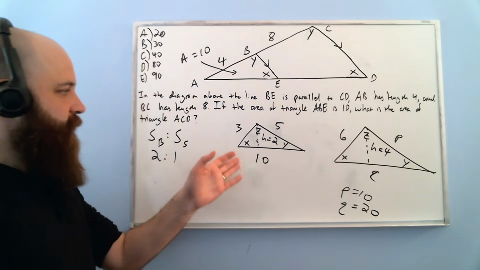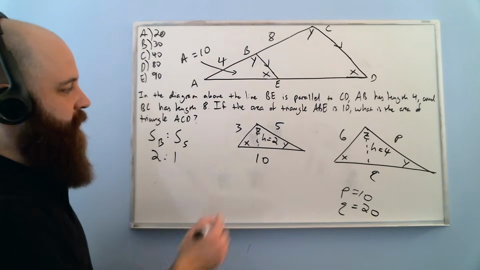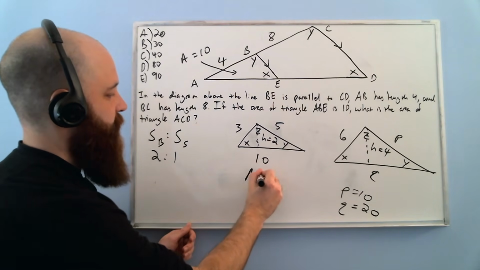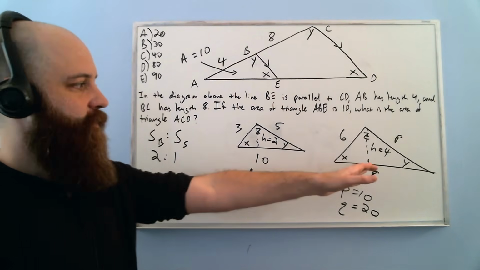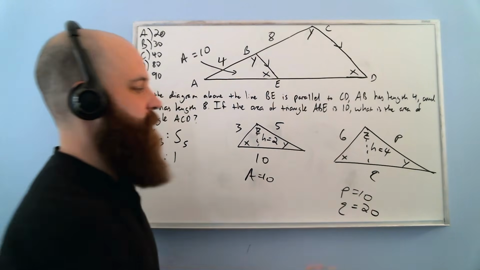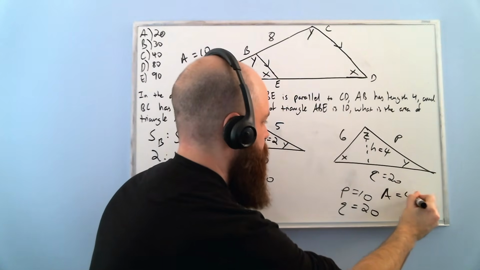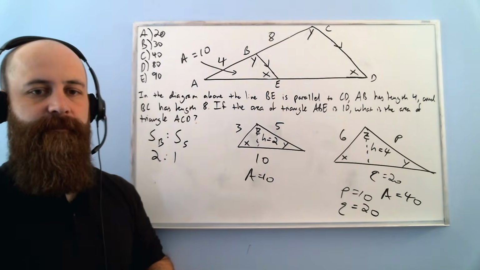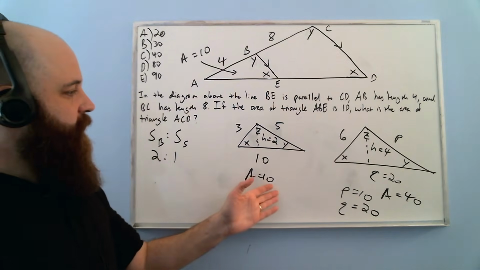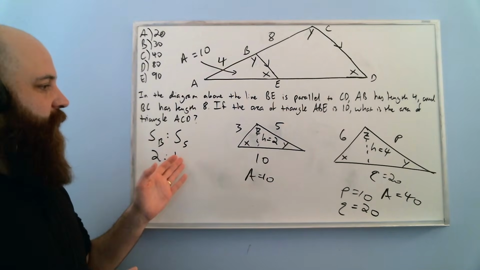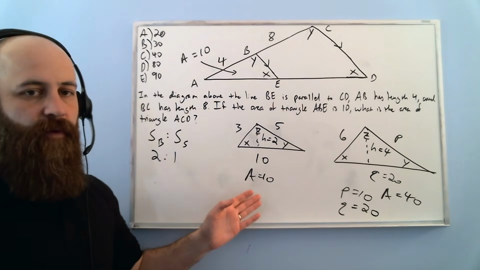Okay, so let's calculate the area of the smaller triangle, 1/2 base times height. I get the area is 10. For this one, 1/2 base times height, remember that the base we said is 20. So 1/2 base times height is 40. Interesting. So the side lengths are in a ratio of 2 to 1, but the areas are in a ratio of 4 to 1.